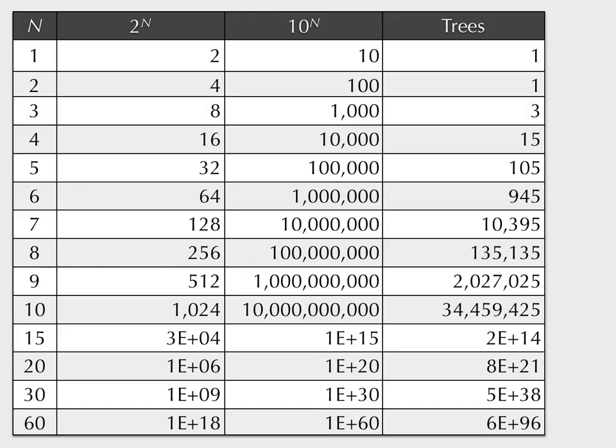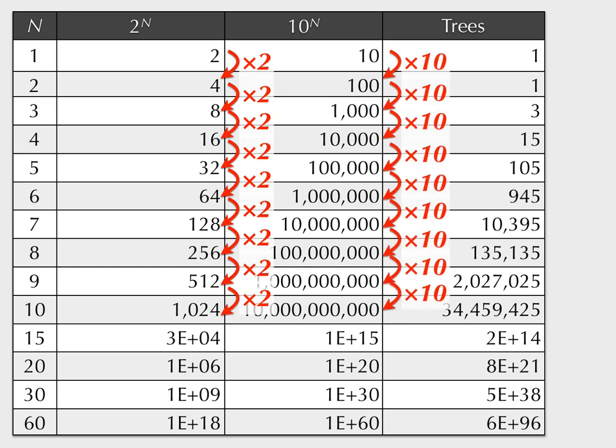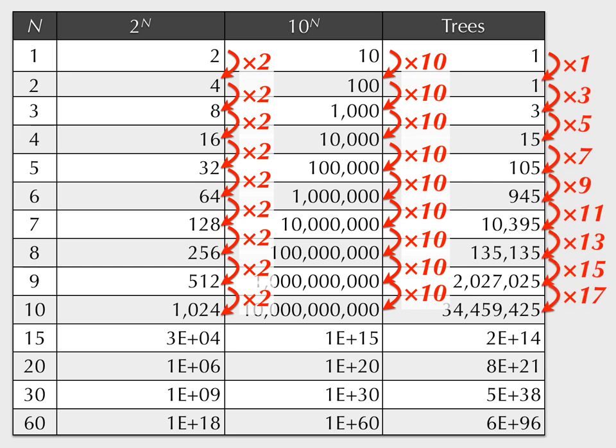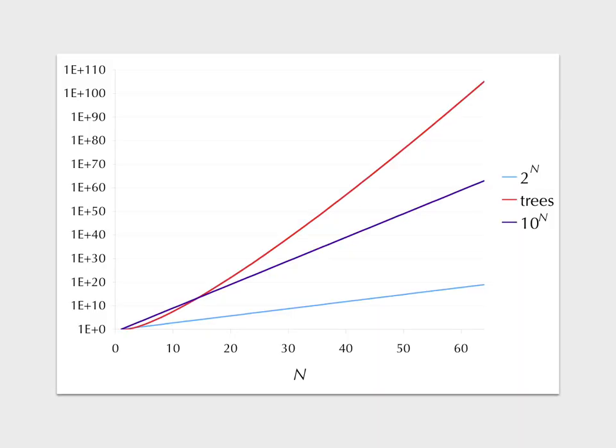And when you want to say something's growing quickly, we say exponential growth, right? So here's exponential growth, it's doubling each step. Here's exponential growth, it's increasing tenfold each step. And here for trees, it's factorial growth. 3, 5, 7. And here's a log plot, right? We have number of things on the y-axis in log scale, and then n on the x-axis. On this kind of plot, exponential growth is linear, right? Factorial growth keeps going faster and faster, so it will always, in the end, beat even exponential growth.